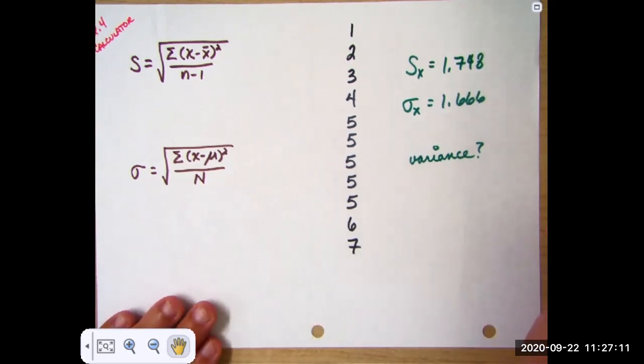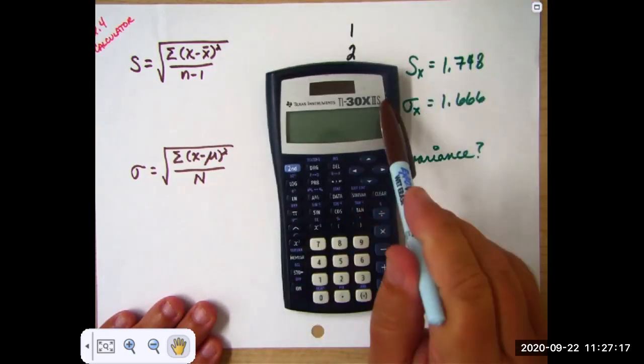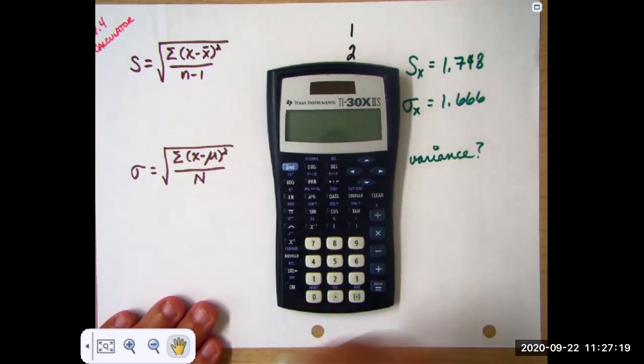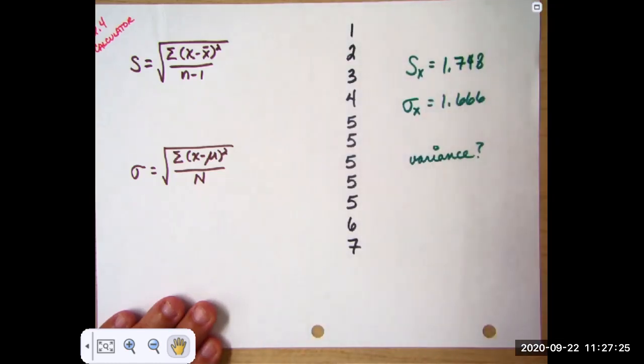And then, how do you find the variance? My TI-30X2S doesn't have a variance button, but it will tell us the standard dev. It'll tell us these. So how would we find the variance? We'd take these, whichever one is appropriate, and square it.